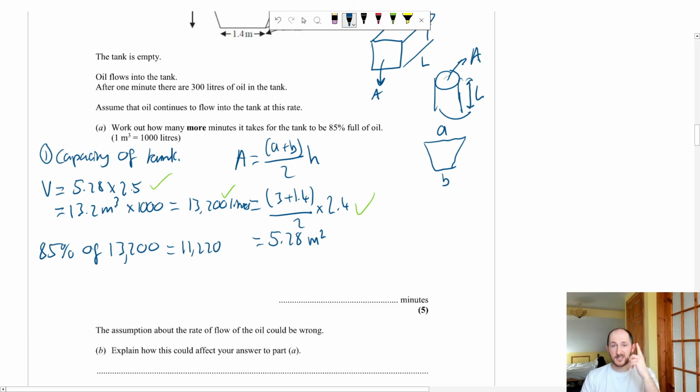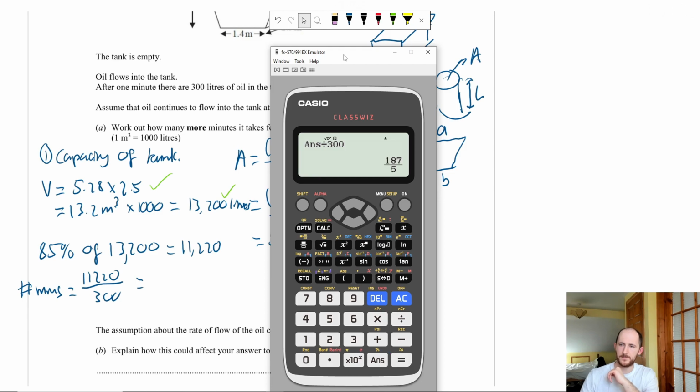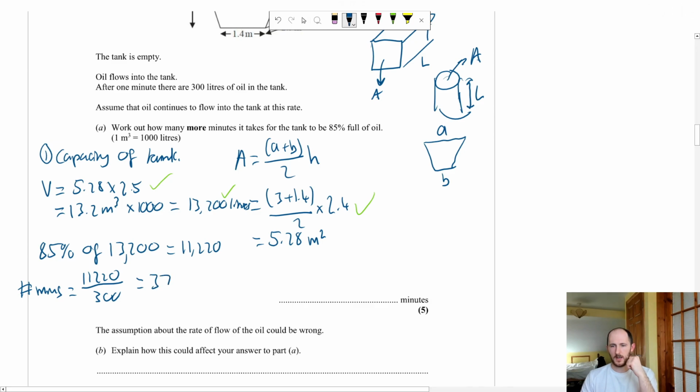Now, here's the tricky bit. The number of minutes. Now, how many minutes does it take to fill up to this point? Well, there's 300 litres coming in every minute, right? So 300, then 600, then 900, then 1200, and so on. So if I divide those two numbers, the number of litres that I want, by how many litres are coming in every minute, that will give me the number of minutes it will take to get to this 85% of the oil.